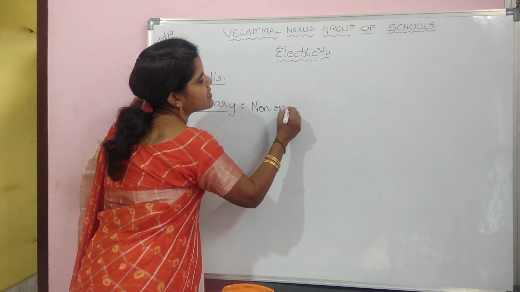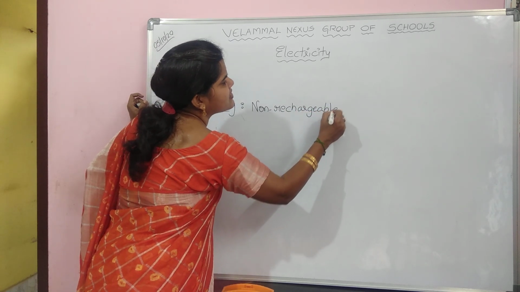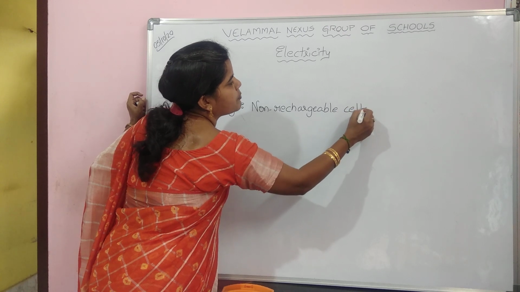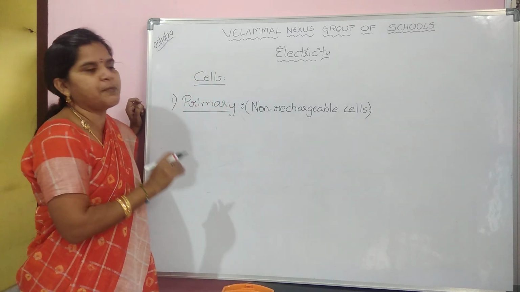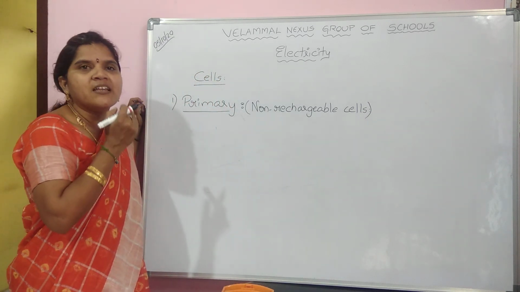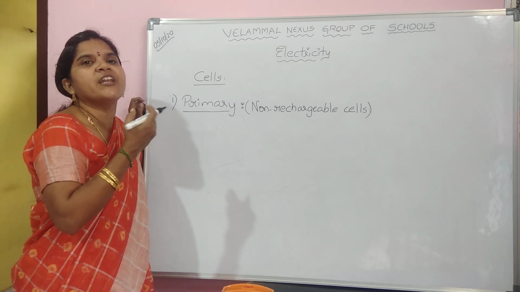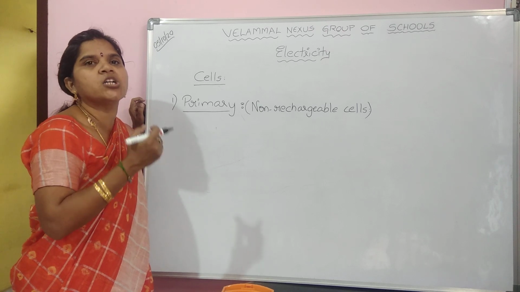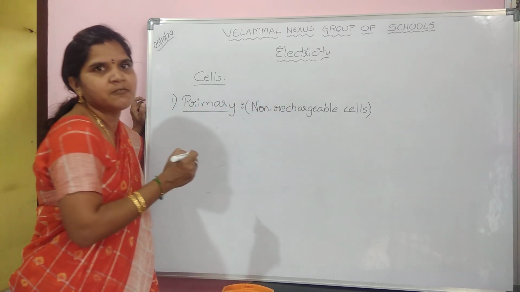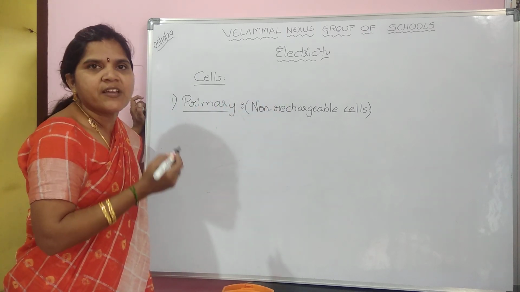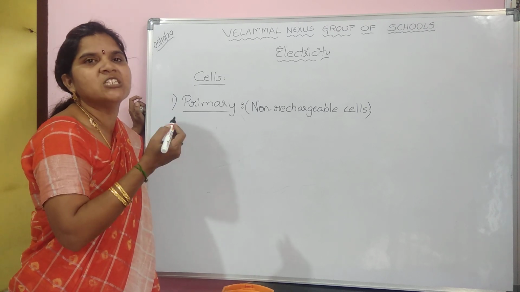What are the primary cells? Non-rechargeable cells. Once the chemicals are used up, these cells cannot be used anymore. We have to go for purchasing of a new cell. I repeat. What are primary cells? Primary cells are the cells in which if chemicals are used up, we have to go for a new purchase of cells. We cannot recharge it, and hence we call them non-rechargeable cells.